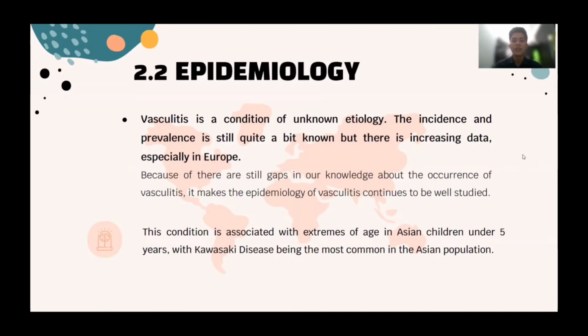Vasculitis is a condition of unknown etiology. The incidence and the prevalence are still not well known, but there is increasing data, especially in Europe. Because there are still gaps in our knowledge about the occurrence of vasculitis, the epidemiology of vasculitis continues to be studied. This condition is associated with the extremes of age. In Asian children under 5 years, Kawasaki disease is common in the Asian population, with an incidence of 90 per 100,000 per year. Primary systemic vasculitis commonly happens in patients aged 15 to 74 years old, with a peak incidence of 9 per 100,000. Next.